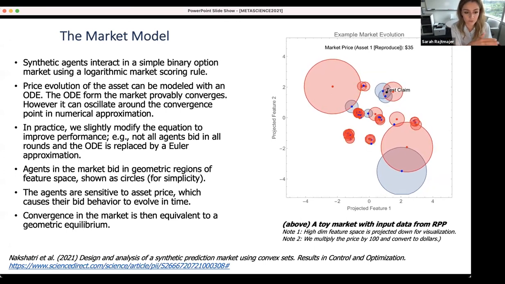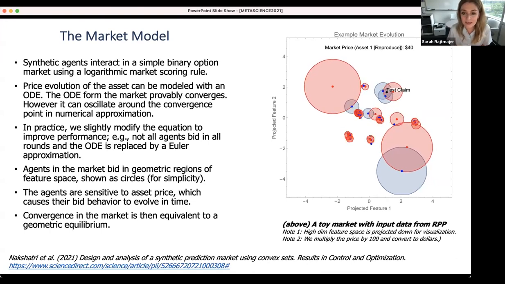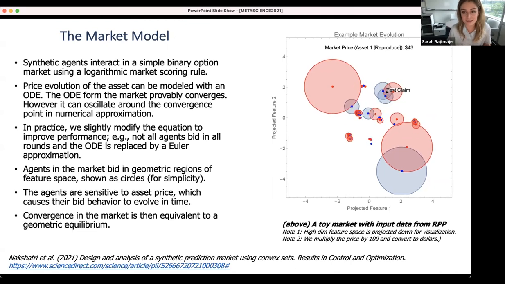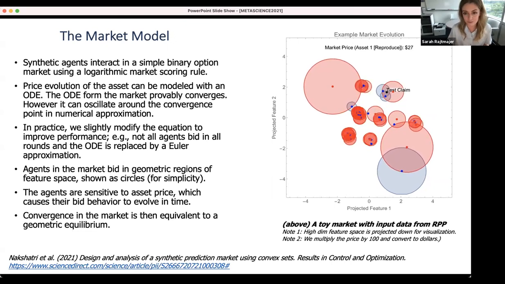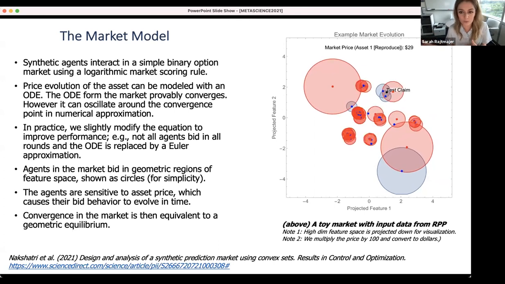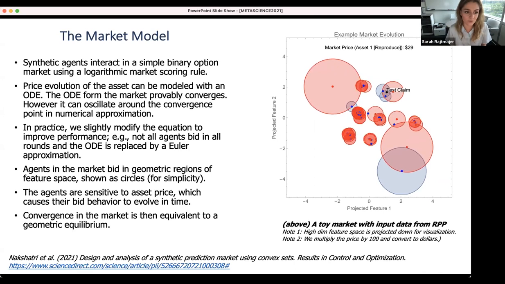In a purely theoretical form, and this is the paper that I linked at the bottom of the slide, we have proven some things that are mathematically interesting about the market as it is modeled with an ODE. In practice, we make some modifications to this, so it's not really as neat and provably clean as in the formulation in our paper. For example, we only allow an individual agent to purchase one kind of asset, either a will reproduce or won't reproduce, they specialize. Not all agents can bid at every round, they get called up randomly. And these are things that we're still experimenting with.